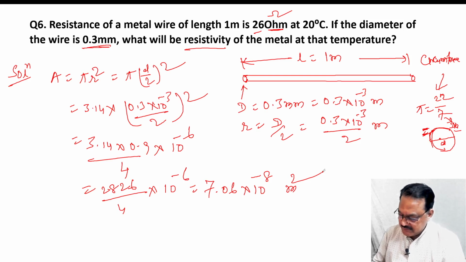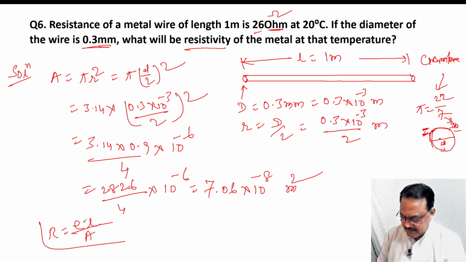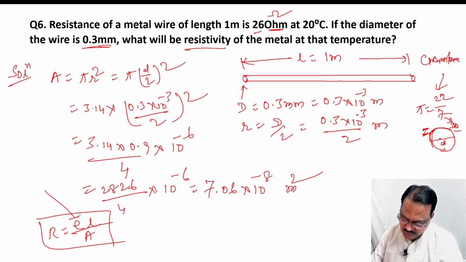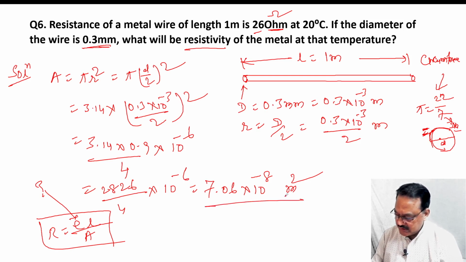Okay, and what is the formula? Basic formula as per the law of resistance. R is equal to rho L by A. Fine. So what is given here? Resistivity is to be find out. R is already given, 26 ohm. Length is given already, 1 meter. And cross sectional area we have already calculated here.